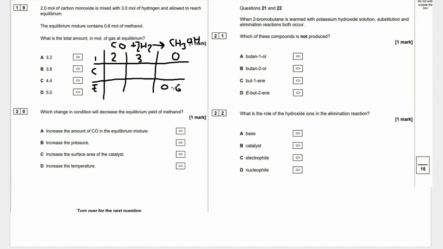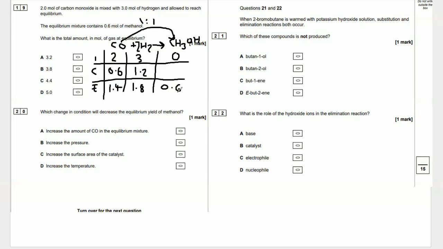Now, by how much did each one change? Well, there's a ratio of 2. If you want to work out the change, I'm going to multiply that by the ratio number. So 0.6 times 2, this one changed by 1.2, because it's a ratio of 2 to 1. So that left me with 1.8 of hydrogen. And then this is a 1 to 1. So this changed by 0.6. And that means that I have 1.4 left.